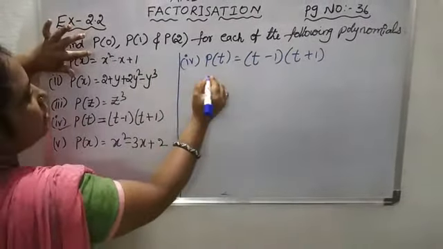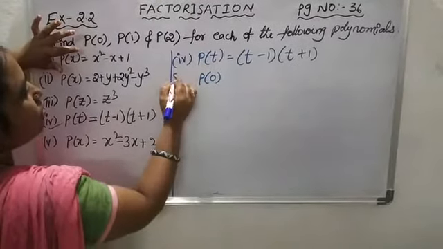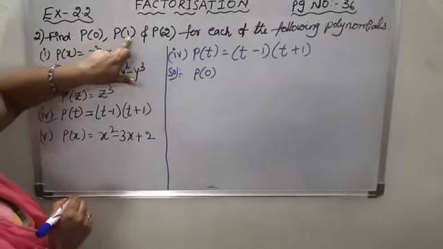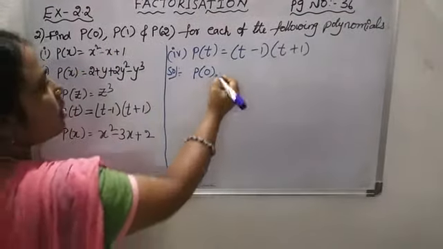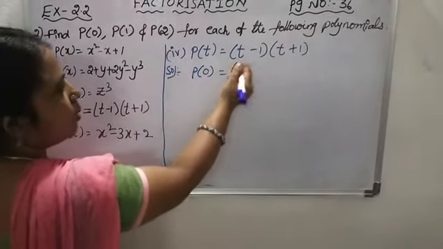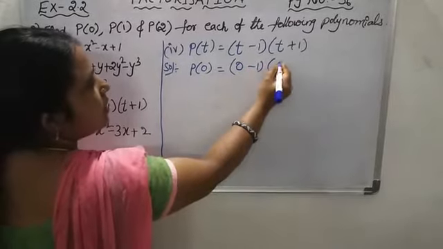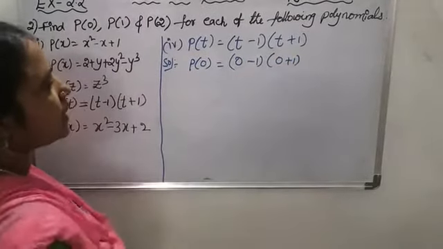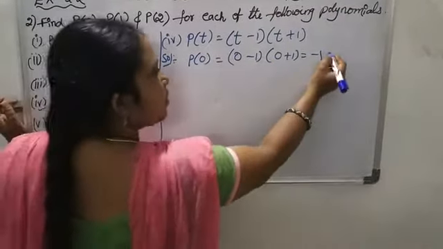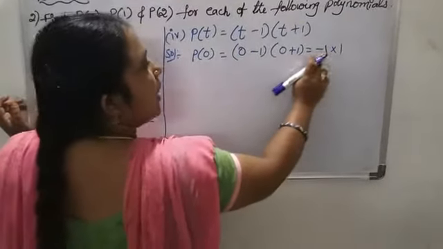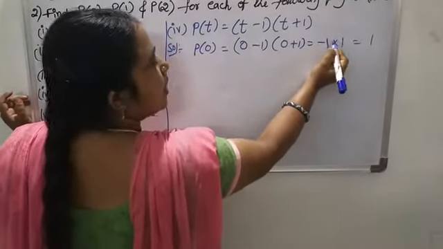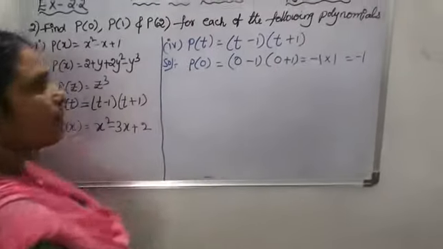So first of all p of 0 solution. P of 0, p of 1, p of 2 means we have to substitute 0, 1 and 2 and we get some value. P of 0 is equal to, in the place of t we replace t by 0. 0 minus 1, 0 plus 1. 0 minus 1 is equal to minus 1, into 0 plus 1 is equal to 1. 1 1s are 1, but it is minus, this is plus symbol. Both are opposite signs. So we are getting minus.